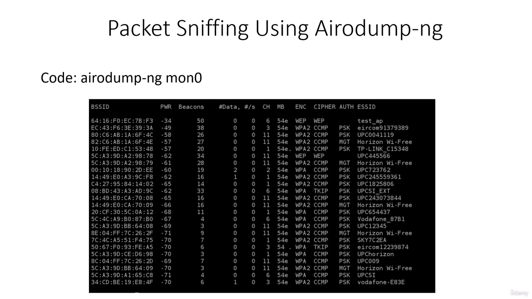As you can see, it's starting to list all the networks that are around us. Another use of Airodump-ng is to identify all the networks around us and to identify all the devices connected to these networks. It will continue to run, so you have to stop it. How can you stop it? You just press Ctrl+C on your Linux machine and it will stop running.